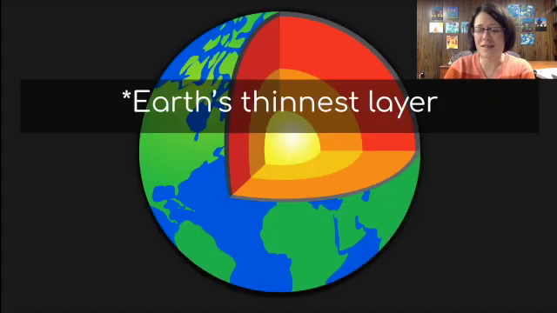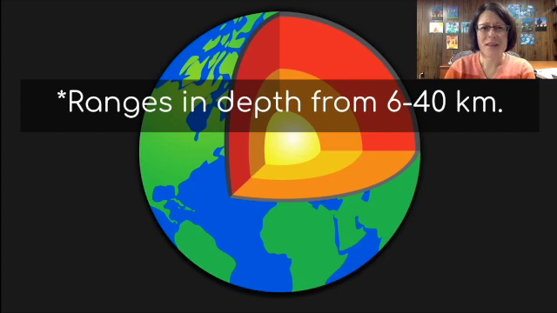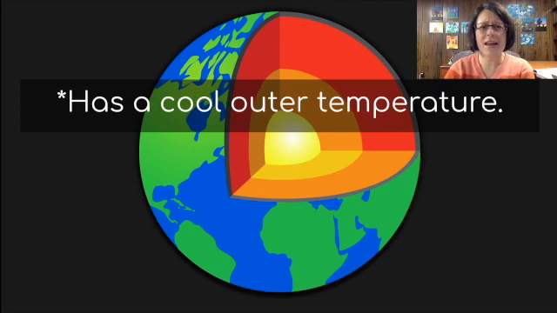It's Earth's thinnest layer. We've talked about that. It ranges in depth from 6 to 40 kilometers. And it has a cool outer temperature, which is good for us. At the bottom of the crust, it's quite warm because it's next to the mantle, but at the top of the crust it's very cool, which is good because otherwise we would literally cook if we did not have this outer crust.